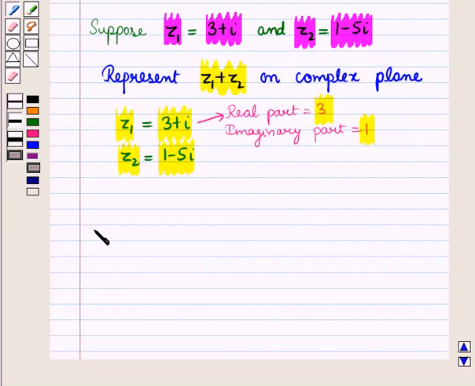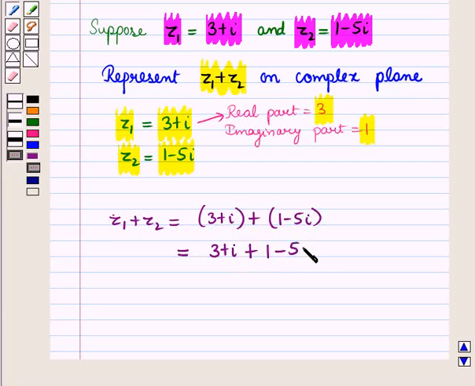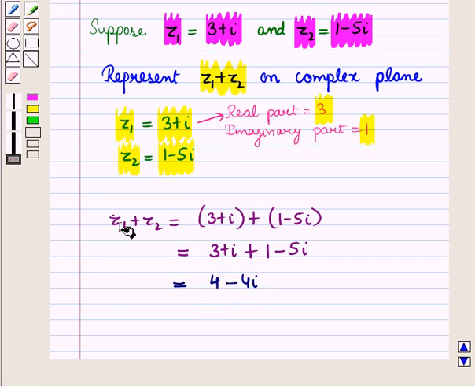Now we can check our answer by actual addition. Now z1 plus z2 is equal to 3 plus iota the whole plus 1 minus 5 iota the whole, and this is equal to 3 plus iota plus 1 minus 5 iota. Now combining real and imaginary parts, this is equal to 3 plus 1, that is 4, plus iota minus 5 iota, that is minus 4 iota. So we have obtained z1 plus z2 is equal to 4 minus 4 iota.